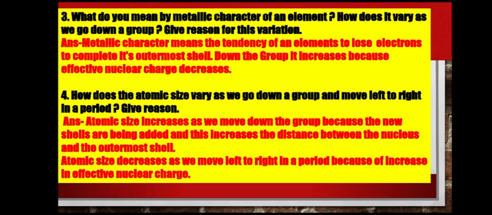Third, what do you mean by metallic character of an element? How does it vary as we go down the group? Give reason for this variation. Metallic character means the tendency of an element to lose electrons to complete its outermost shell. Down the group it increases because effective nuclear charge decreases.